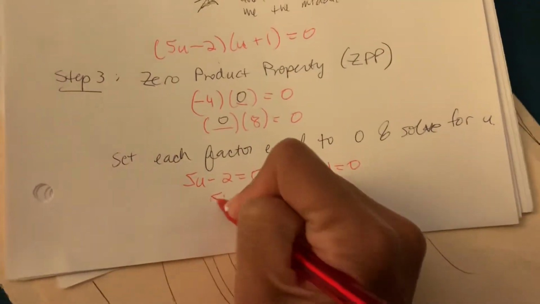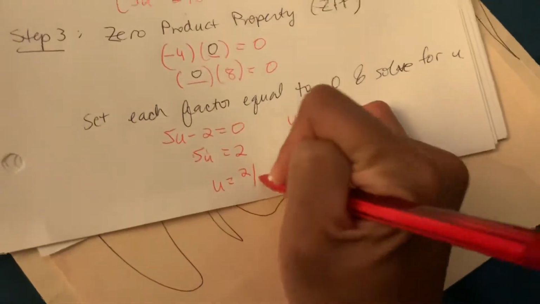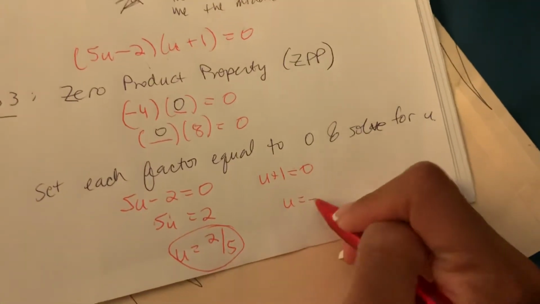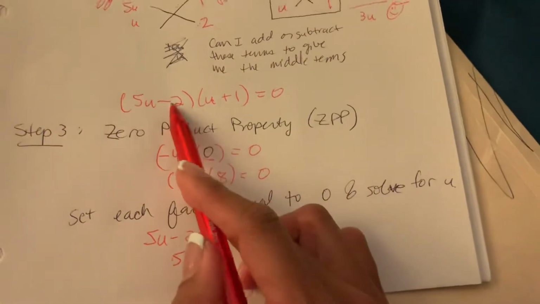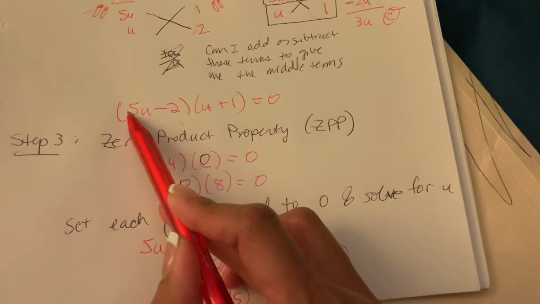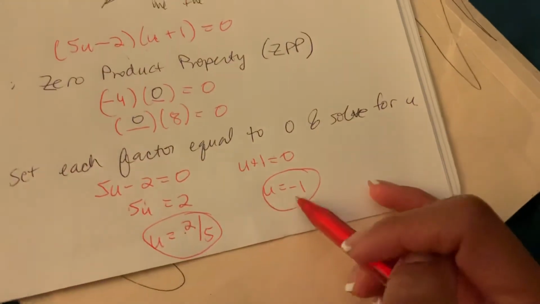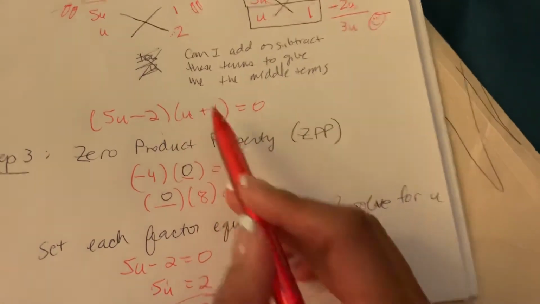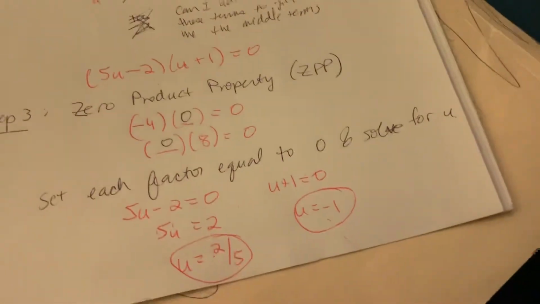So here, 5u is equal to 2. So u is equal to 2 over 5. Here, u is equal to negative 1. So if u is equal to 2/5, if you plug this in here, this factor becomes 0. 0 times whatever will equal 0. If u is equal to negative 1, if you plug negative 1 in here, you get a 0. So 0 times whatever is also equal to 0 using the zero product property.